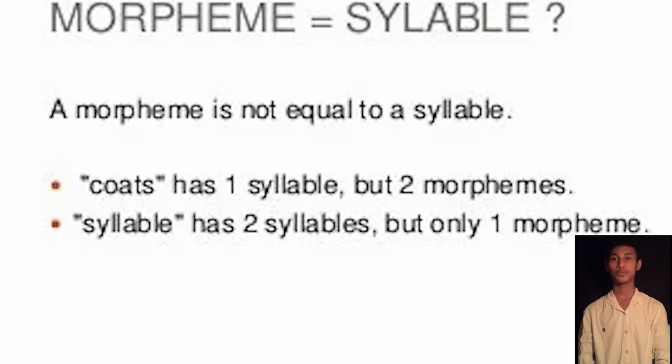A syllable is a unit of pronunciation having one vowel sound, with or without surrounding consonants, forming the whole or a part of a word. For example, first is Paul. Paul consists of one morpheme and one syllable. And the second is comics. Comics consists of two morphemes and two syllables.